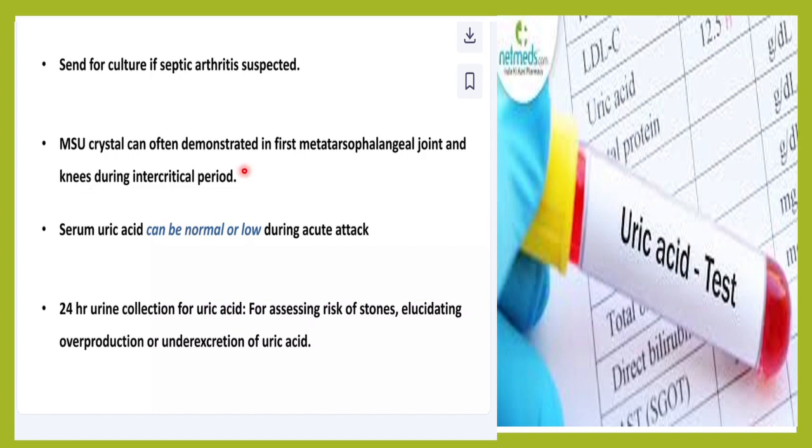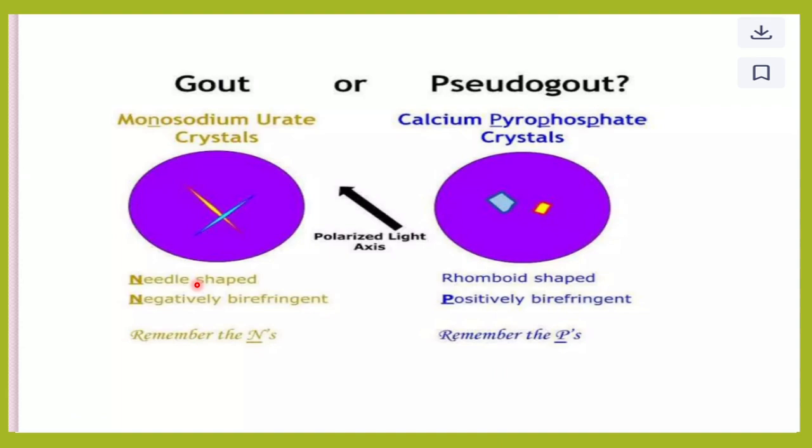The serum uric acid level can be normal. So don't think that gout is present only if the uric acid level is high. Even with a normal serum uric acid level, there can be an acute attack of gout. A 24-hour urine collection for uric acid is sometimes done to assess the risk of stones from under excretion of uric acid.